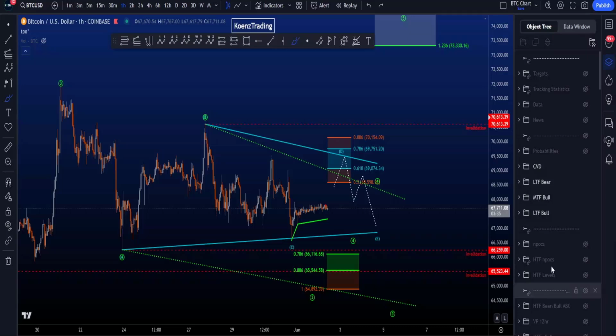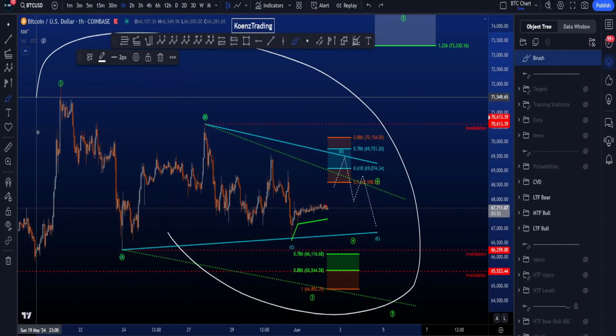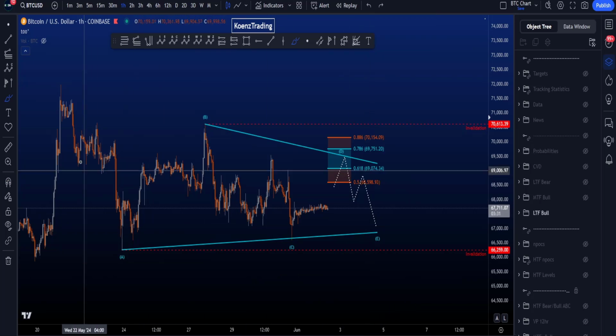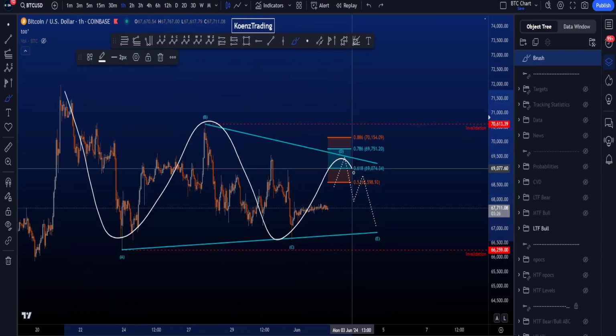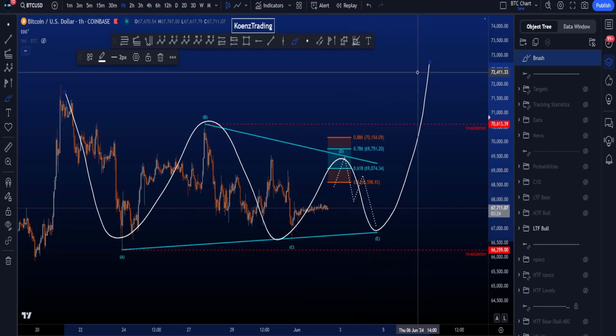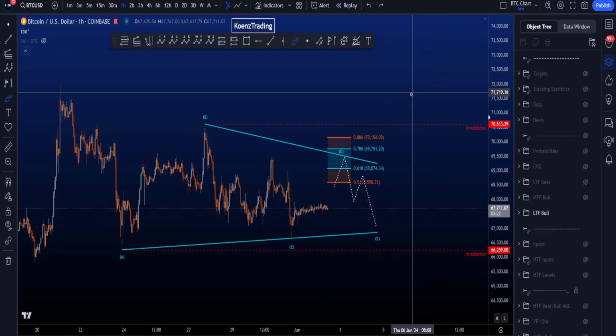Hi everyone, let's go over my bullish and bearish Elliott wave scenarios on Bitcoin, starting with the bullish scenario where we're looking for a triangle, a 5-wave sideways structure in a wave A, B, C, D, E, after which we expect continuation to the upside.